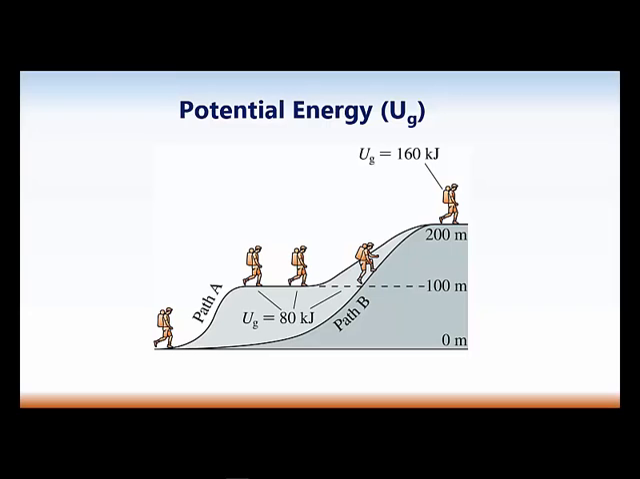The second thing is that it doesn't matter which path you take to go from the reference level to your final height. You will be looking at the change in potential energy from the beginning to the end. And it doesn't matter which of those two paths he took, it's still the same change in gravitational potential energy.